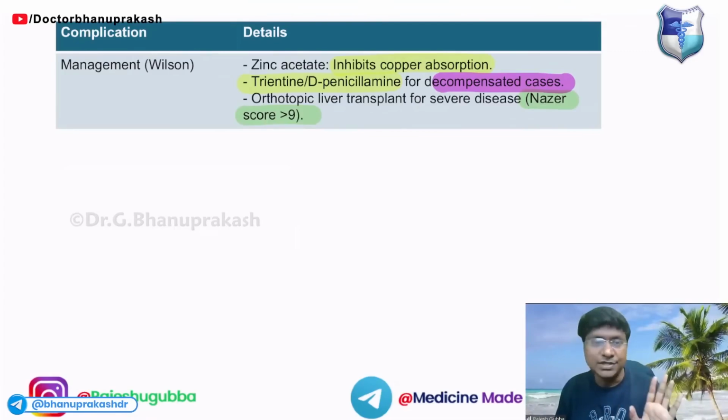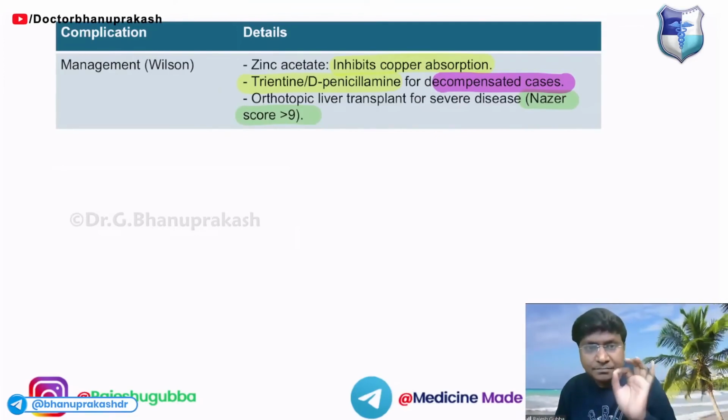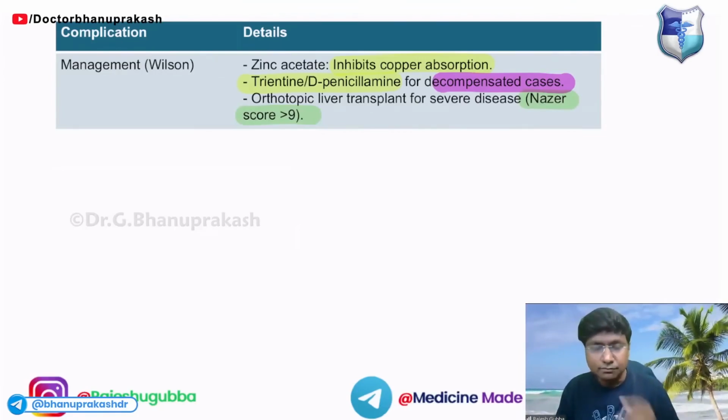Within the kidney, Fanconi's syndrome. Within the brain, resting tremors and extrapyramidal side effects. Workup, 24-hour urinary copper. Confirmation by genetic testing. MRI head, face of panda sign. Treatment, zinc acetate. Mechanism, inhibits the copper reabsorption. Right? That is about Wilson's.